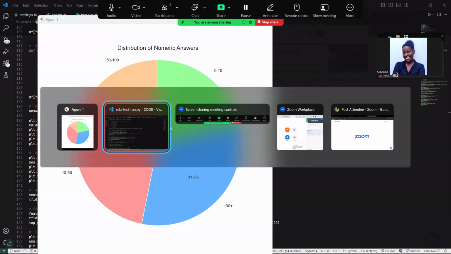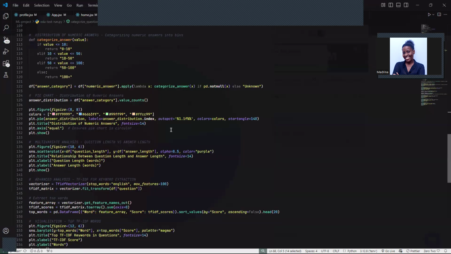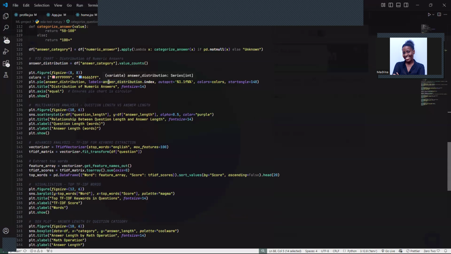Then from there, we are going to carry out multivariate analysis. So we have been handling univariate analysis where we are dealing with one feature or one variable. Now we are going to see the comparison between various variables in our dataset. So since we are dealing with a question answer type of dataset, we are going to see the comparison between the question length and the answer length. To begin with, we are going to create a scatter plot.